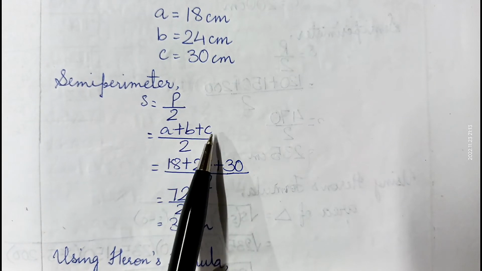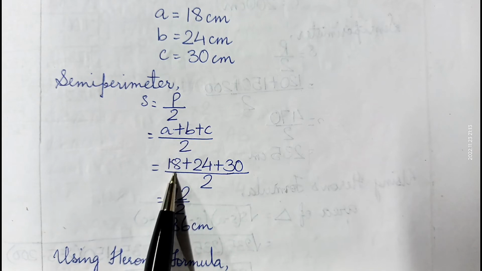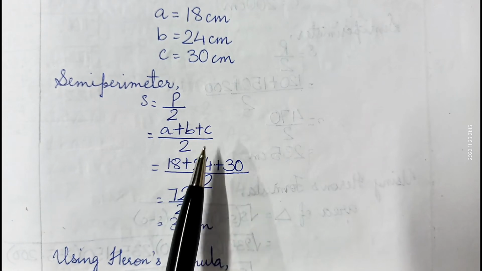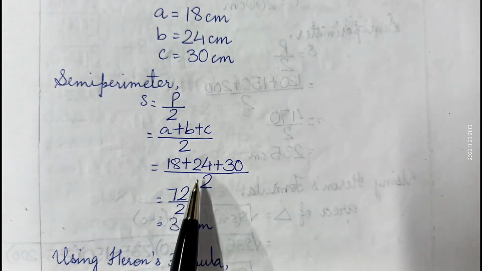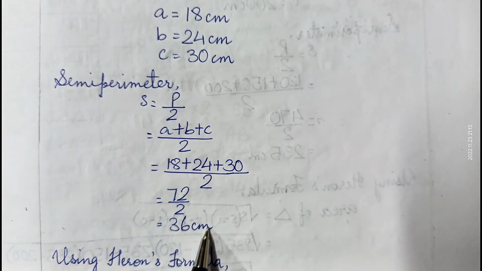So it will be A plus B plus C divided by 2. Here A is 18, B is 24, C is 30. If I add these 3, it will be 72. 72 divided by 2 will give 36 centimeter. Therefore, the semi-perimeter of the triangle is 36 centimeter.